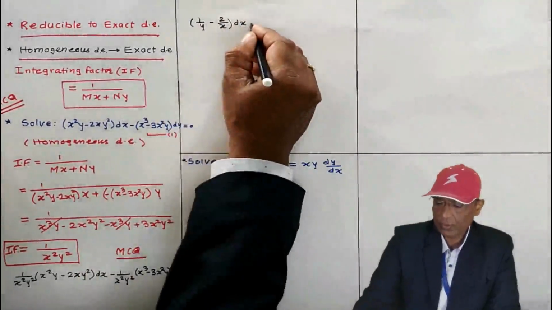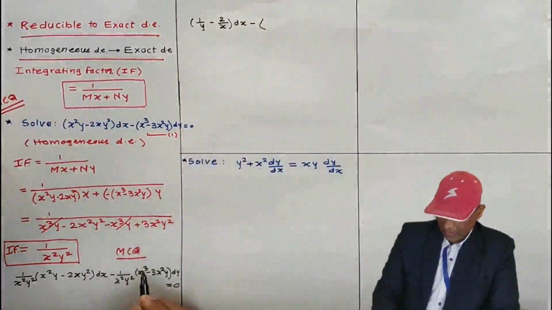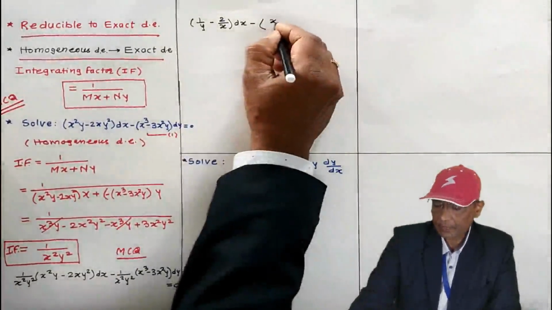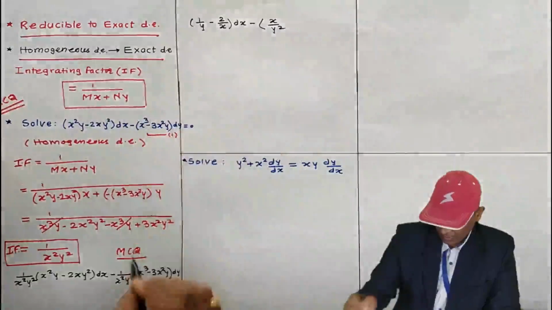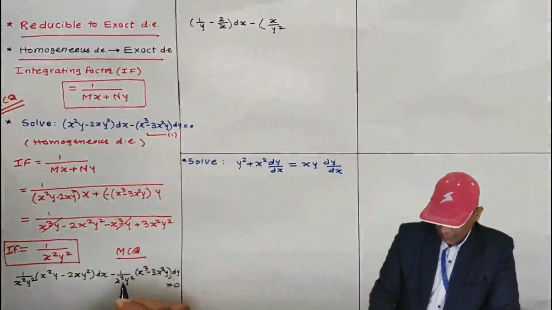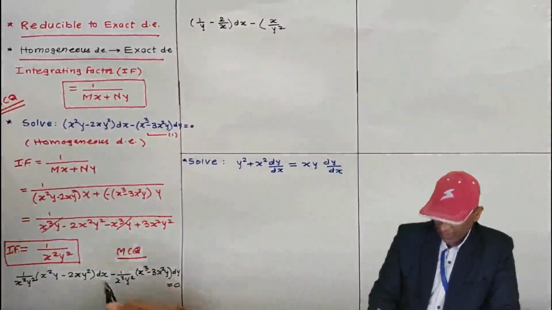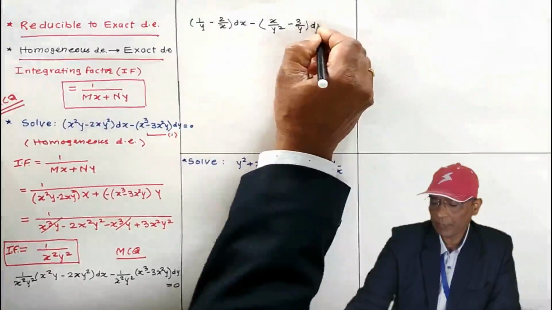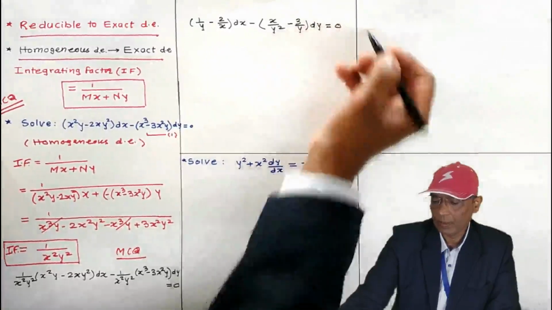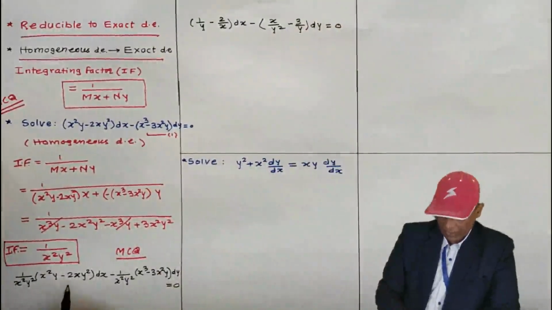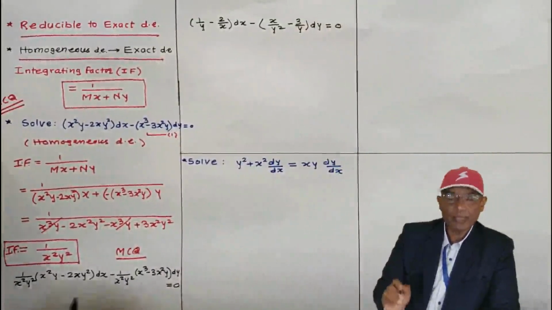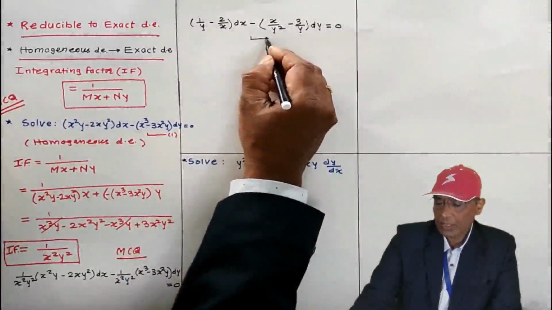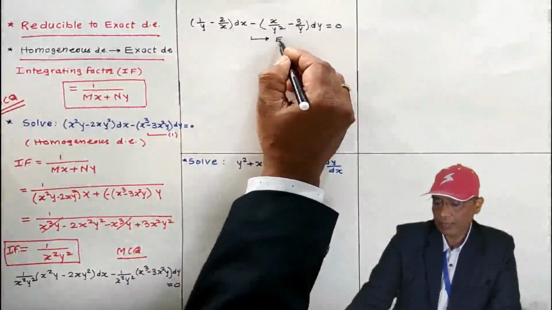Now minus of... see, x cube by x square cancel, x by y square. This minus 3x square gets cancelled, is minus 3 by y dy. Okay, so multiply these terms by 1 by x square y square very carefully. Now this differential equation is an exact differential equation.